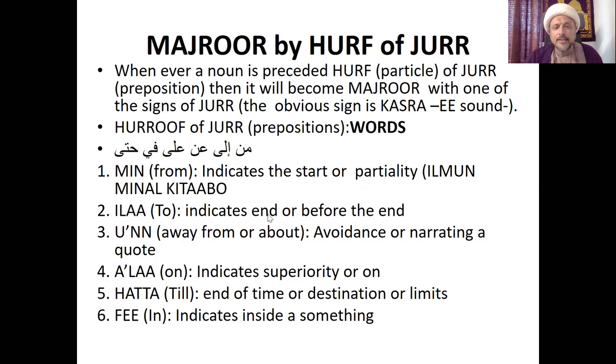Ila indicates end, or before the end. So either end or before the end. Different meanings. An: away from, about, avoidance, or narrating a quote which went away from the sayer. The sayer said it, now the quote is floating away everywhere. So it is like away from. Okay? Ala indicates superiority or on. Hatta indicates end of time or destination or end of limits. Fi indicates inside a thing, inside the bottle, inside the jar, inside something. Let's go to the next one.